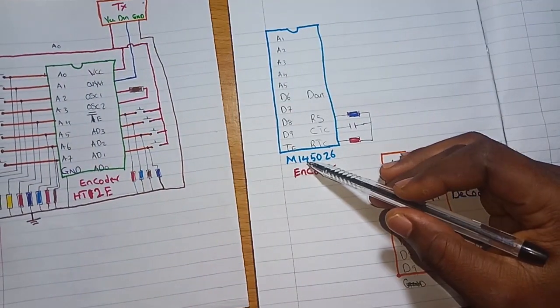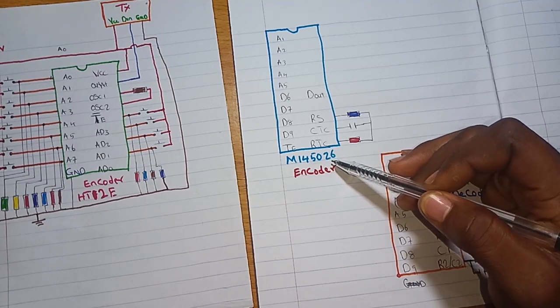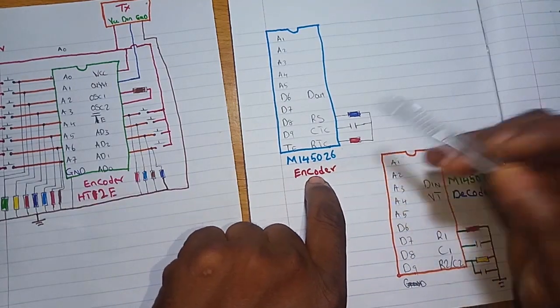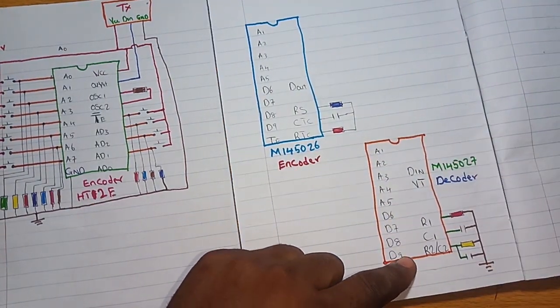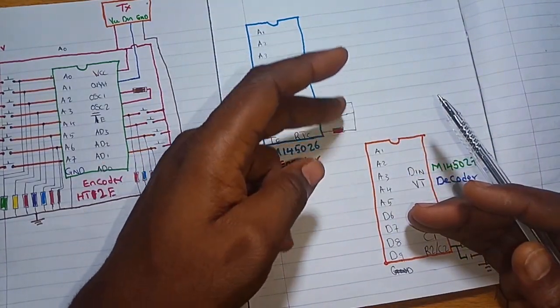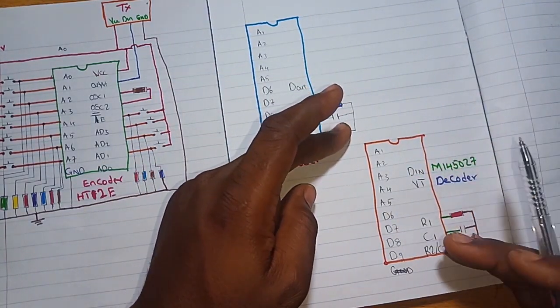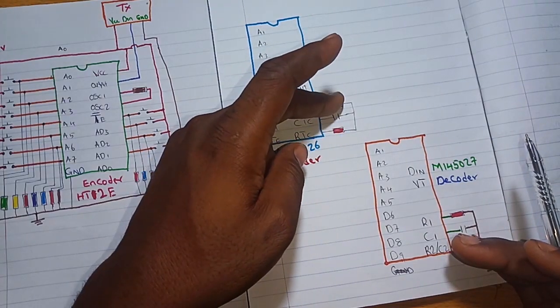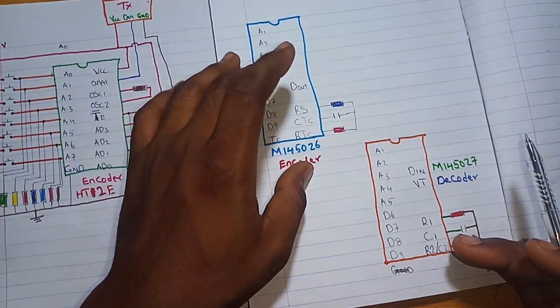This is the M145026. This is the encoder, while this one is the decoder. All of them work the same. The only difference is the resistor and the capacitor. That is the only difference, and I don't think this really matters to the IC.